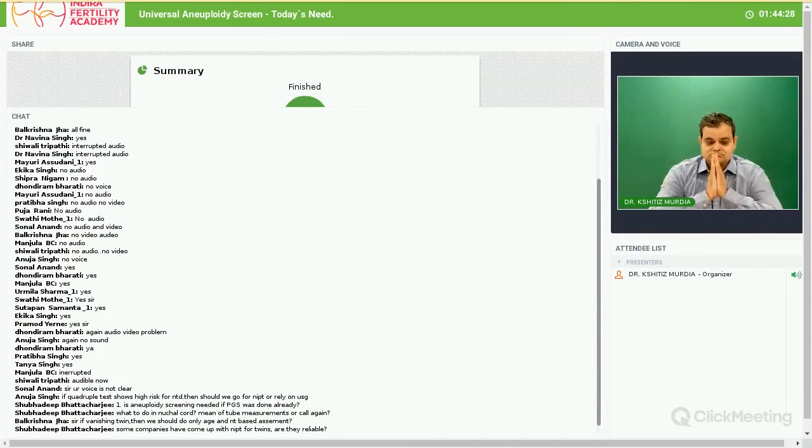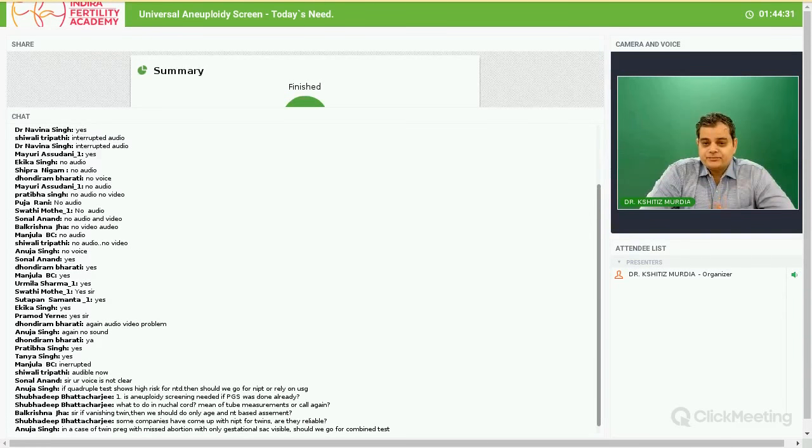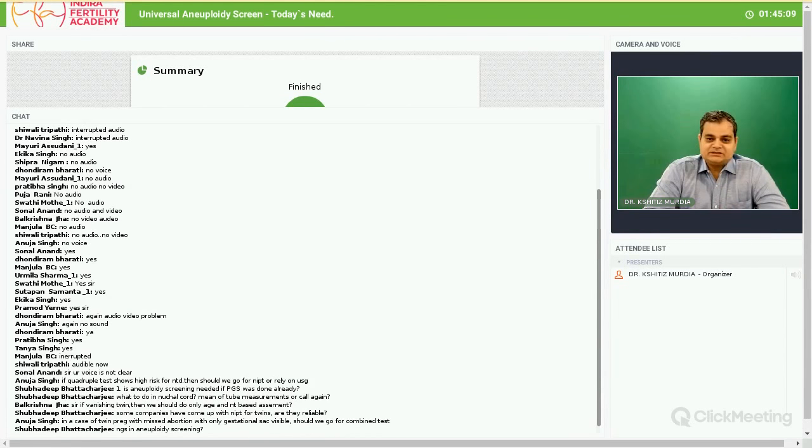Dr. Shubdeep, some companies have come up with NIPT for twins. Are they reliable? Yeah, as I told you in my session, till now the foolproof is that they are not very reliable. But as the science further evolves, we may get NIPT tests from companies which can be relied on. For the moment, we have to keep our fingers crossed and wait for a good number of reports to come out, which say that this is a valid test.